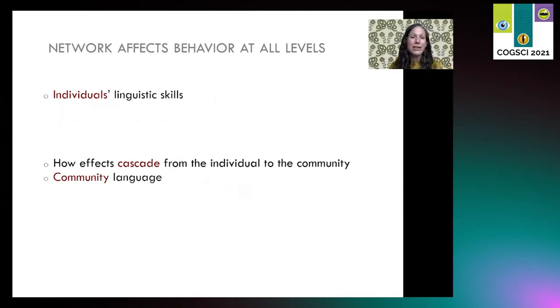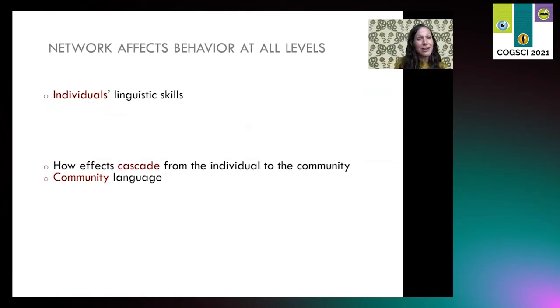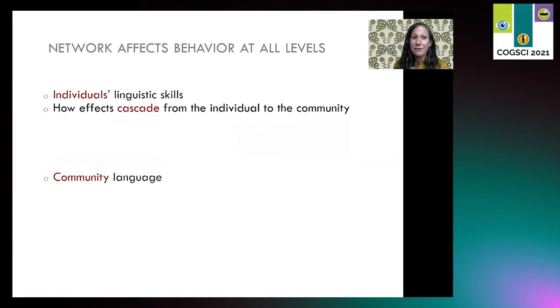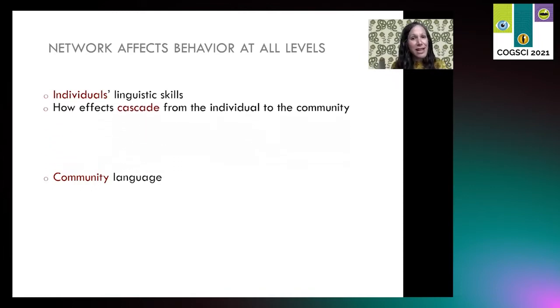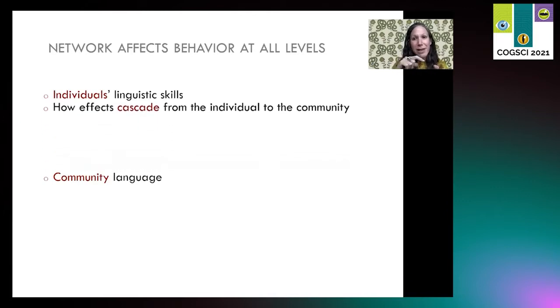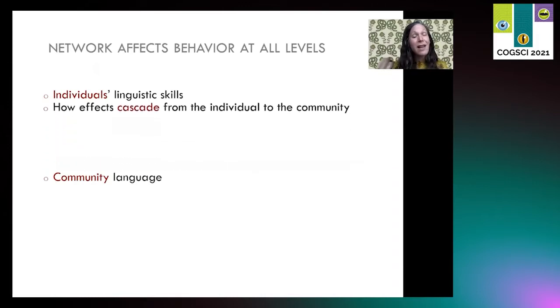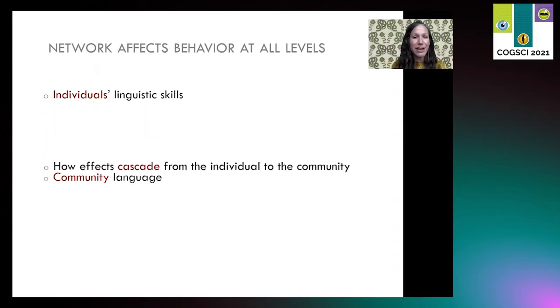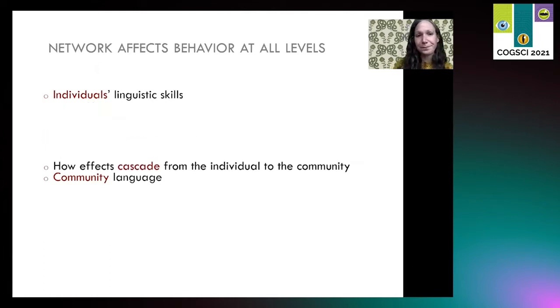So, what I'm going to try to do today is show you that when we take a social network perspective, first of all, it allows us to better understand individual differences in linguistic skills. I'm also going to show you that taking a social network perspective can help us predict whether the behavior of individuals can really cascade to the entire community. And lastly, a social network perspective can help us understand why different communities have different languages.